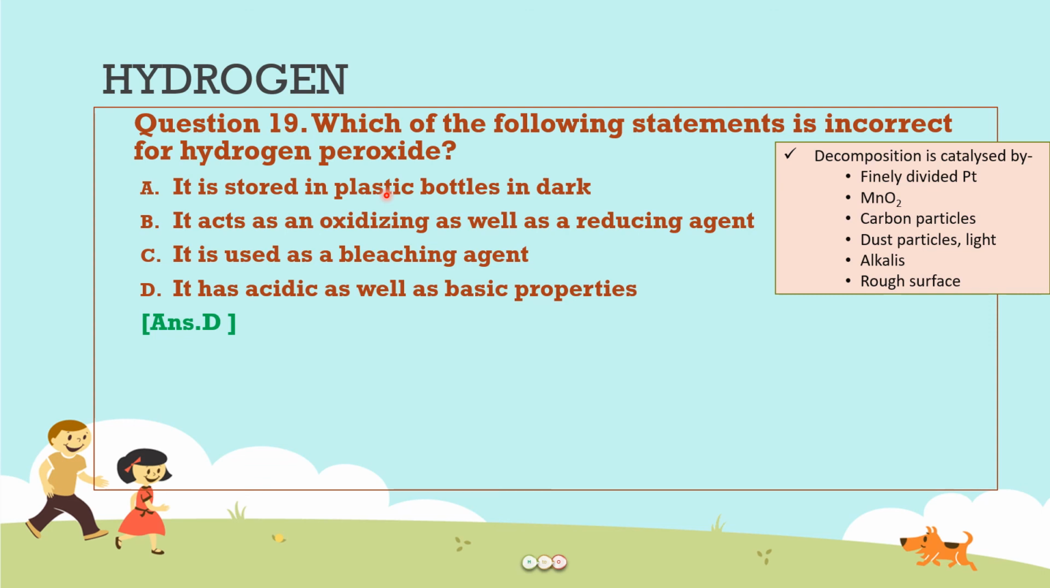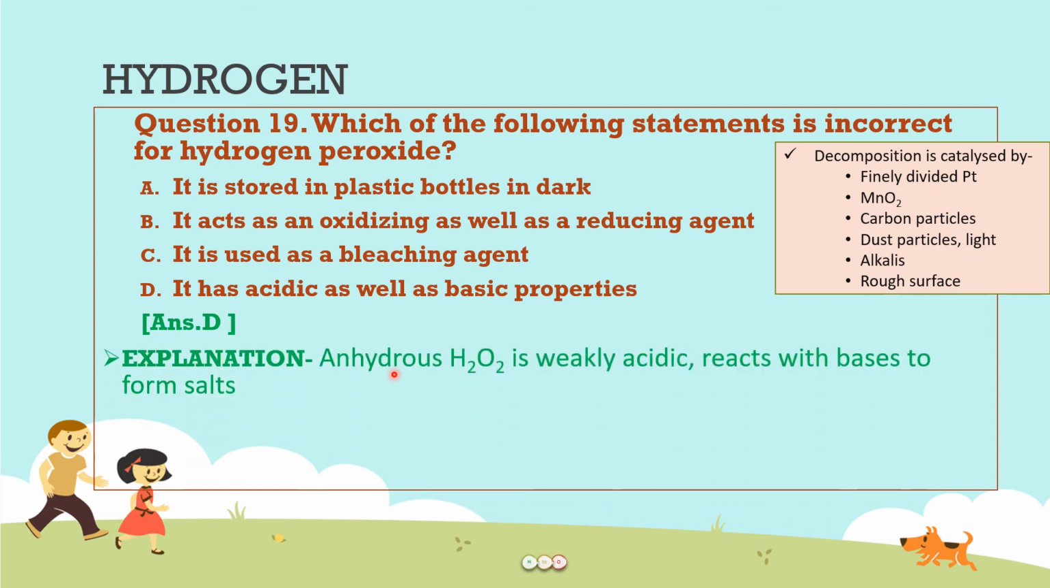Next we have oxidizing as well as reducing agent. We've already done a few questions related to the oxidizing and reducing properties of hydrogen peroxide, so this is clear. We've also already seen that hydrogen peroxide can act as a bleaching agent, so this is also correct. So the only incorrect option is acidic as well as basic properties. Here please do remember that anhydrous H2O2 is going to be weakly acidic. It can react with bases to form salts.